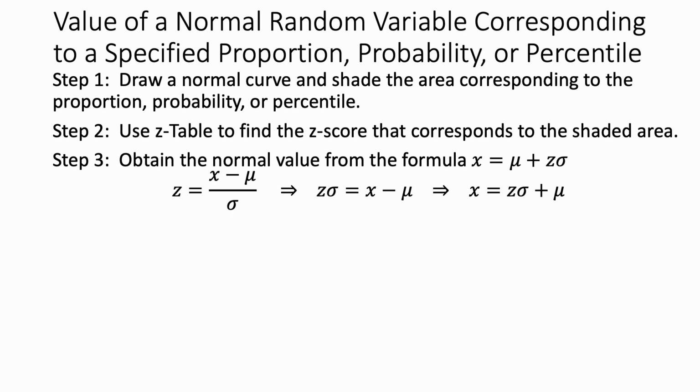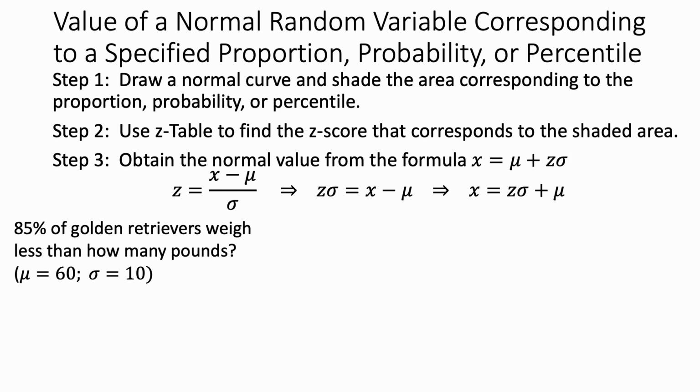Sometimes you'll be given a percentage or probability, and from that you're going to want to determine what the value of your variable is going to be. Let's use the same example as last time. We have golden retrievers with an average weight of 60 and a standard deviation of 10. We want to know at what weight will 85% of retrievers weigh less than that weight? In other words, what's the 85th percentile?